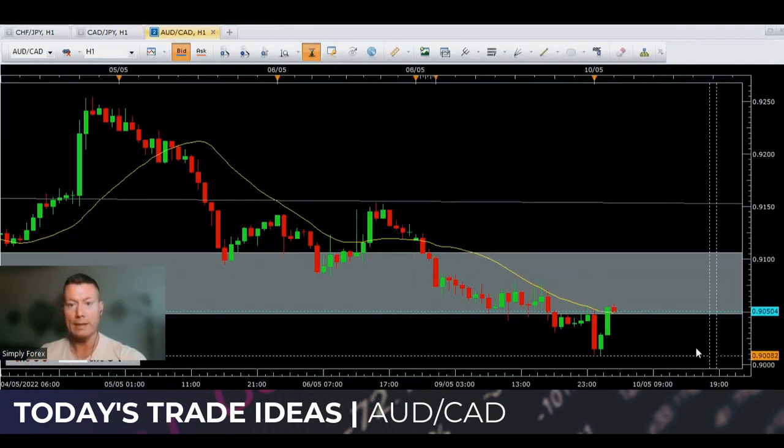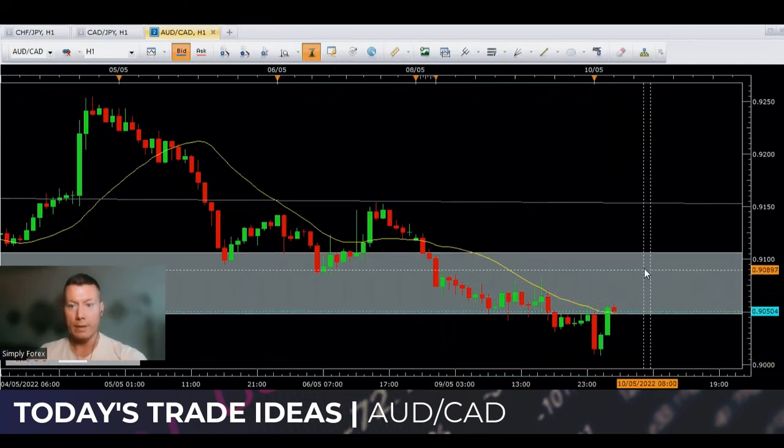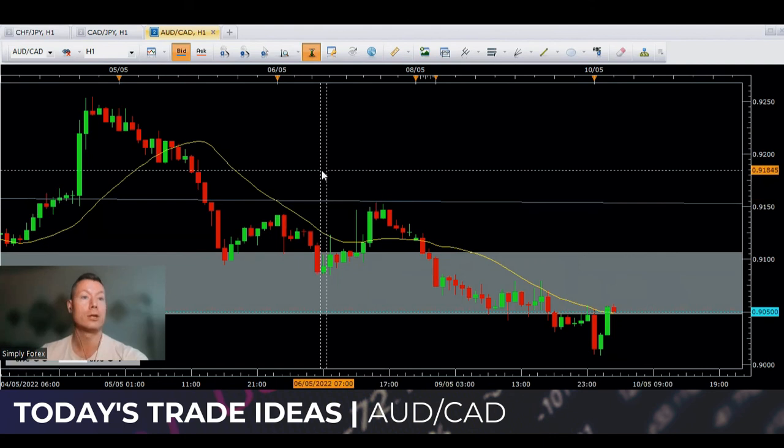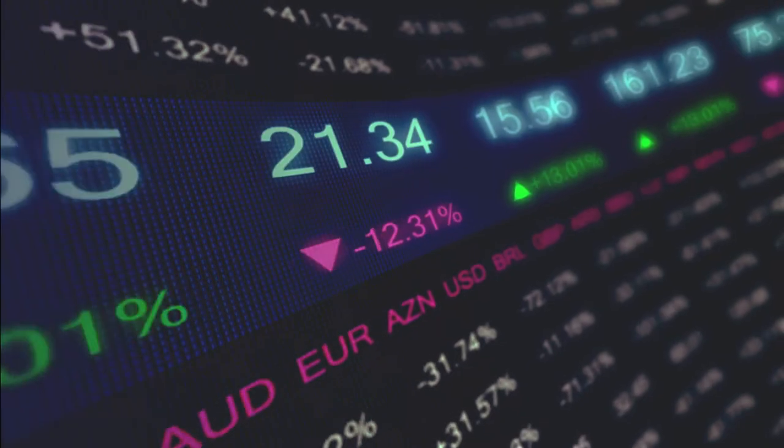So price is already in our grey zone, guys. We want to see how it reacts in this grey zone. We want to see a bearish candlestick pattern form. Then we can take price back down to this low. If we get at least a risk to reward of 1:1, close 80%, and then leave 20% to run down to one of our higher time frame targets. So Aussie dollar, Canadian dollar short. Okay, guys, there's the three trade ideas for today. Let's take a look at today's news now.